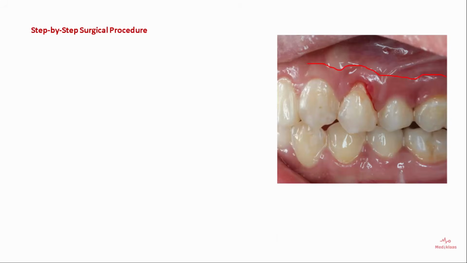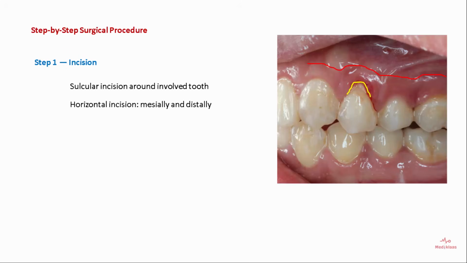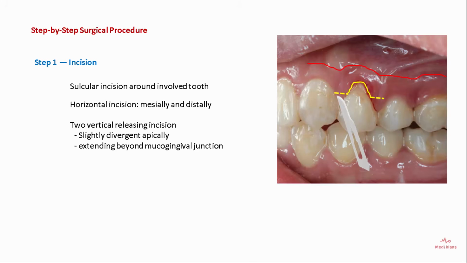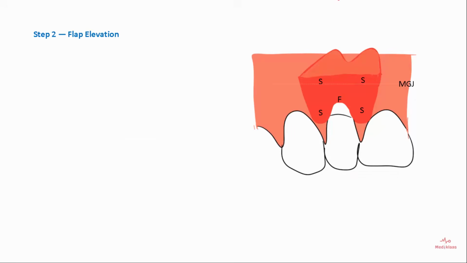Step-by-step surgical protocol for coronally advanced flap. The first step involves incision. There is a circular incision around the involved tooth. Horizontal incisions are followed, especially in the mesial and distal directions. 2 vertical releasing incisions which are slightly divergent apically, and these extensions extend beyond the mucogingival junction. The objective here is to preserve the papilla and allow for adequate flap mobility.